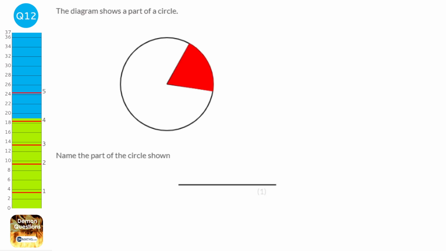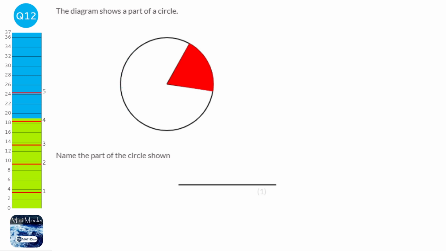So the full distance around the circle is called the circumference. If you've got a little bit of it, it's an arc. If you've got a line across it, that would be a chord. And the part that's kind of trapped in there is called a segment.